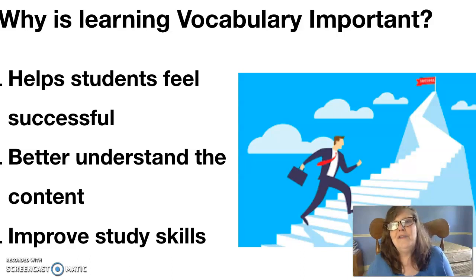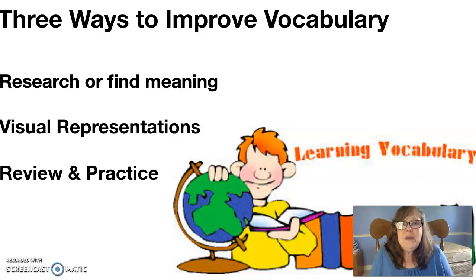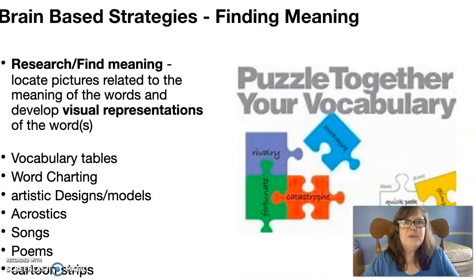We want our students to feel successful, and we want them to feel empowered to be able to participate in our marketing activities. So, teaching vocabulary is really important. It helps our students feel successful. It helps them to better understand the content that we're teaching them, and it actually helps them improve their study skills for other classes, and that's a plus for us. So what are 3 ways that we can improve vocabulary? There's 3 ways, and I use these in my classroom all the time: research or find meaning, visual representations, and review and practice. I'm going to talk a little bit about each of those.